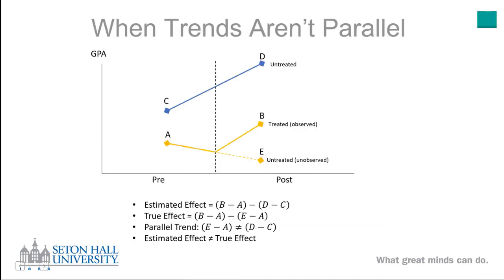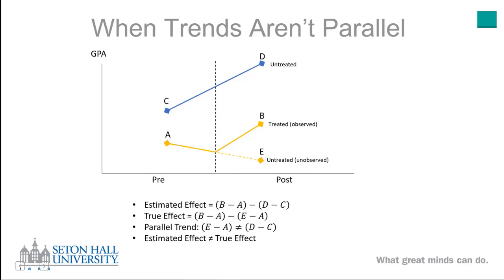So what happens when our trends aren't parallel? This is a cautionary tale. Our school at the bottom is exactly the same. They received the nutritional breakfast, and in this world, it caused an increase in GPAs. So in the real world, there actually was an increase in GPAs.